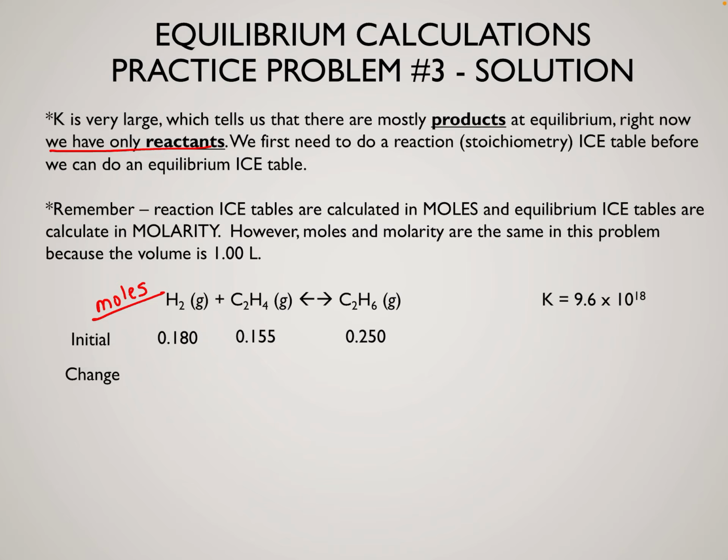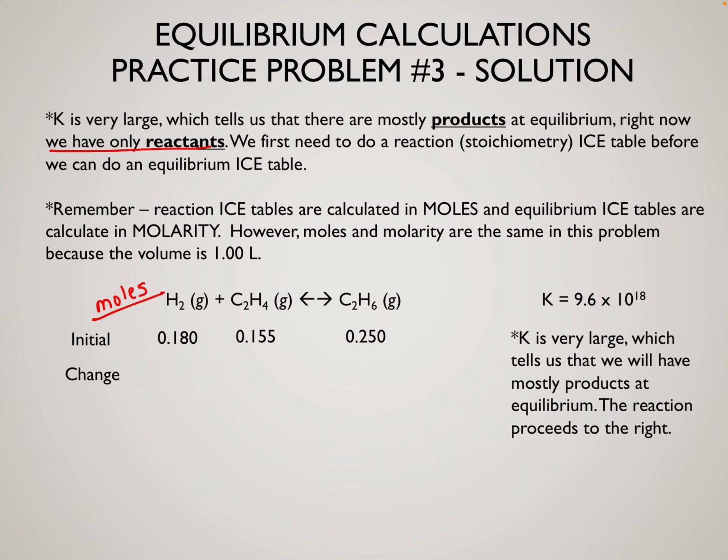And then for the change, if you'll recall from when we did the reaction ice tables in that separate lecture, we needed to figure out which one of these was limiting. So we're going to do minus x. This should be minus x. My apologies. Both of those should be minus x, and then we have plus x. But we don't know what x is, so we need to figure out what x is. And the way that we do that is we're going to assume each one of these goes to 0.